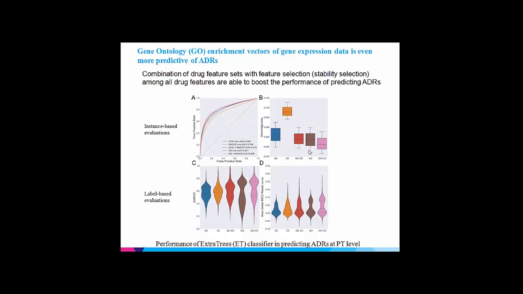And we can see this brown color here stands for the GO terms, and the GO terms are more predictive compared to gene expression, and the combination of GO terms and chemical structures is a little bit more predictive here. And the same is true for the label-based evaluations.